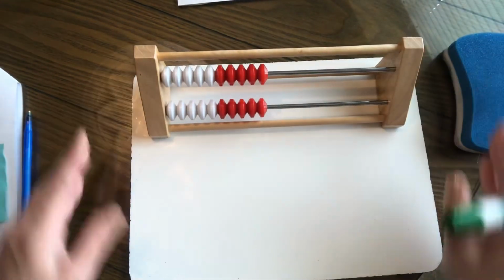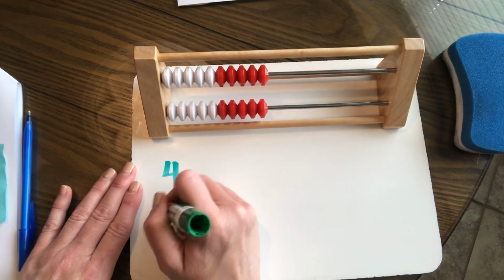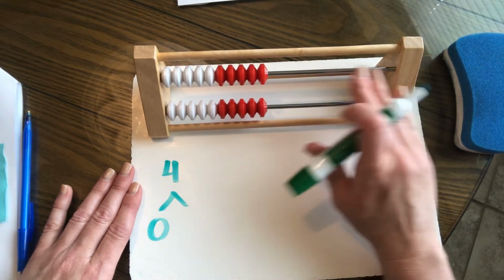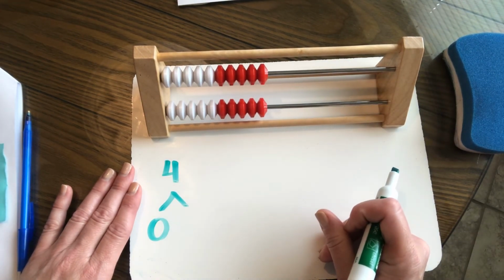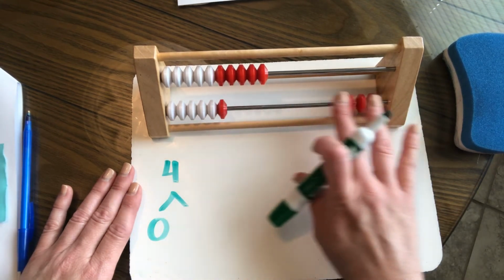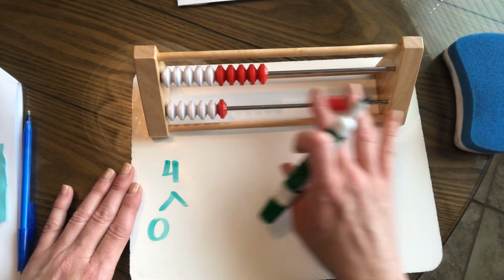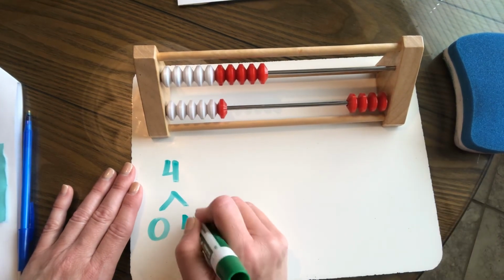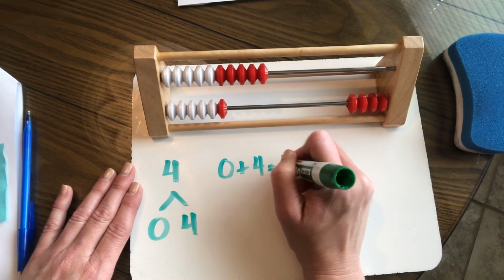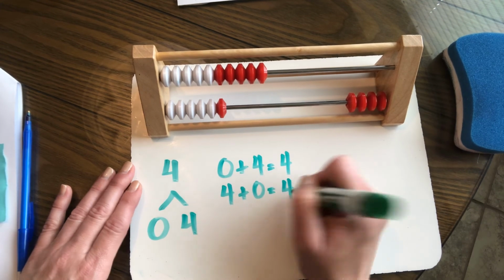You guys are so good at this. I'm so proud of you. Let's do one last one. I still want to make 4, but this time I want to start with nothing. If I have no beads on top, I can count on 0 and get 1, 2, 3, 4. But I can also think to myself, if I have nothing and I need 4, then I need all 4 beads. Either way is correct. 0 plus 4 equals 4. 4 plus 0 also equals 4.